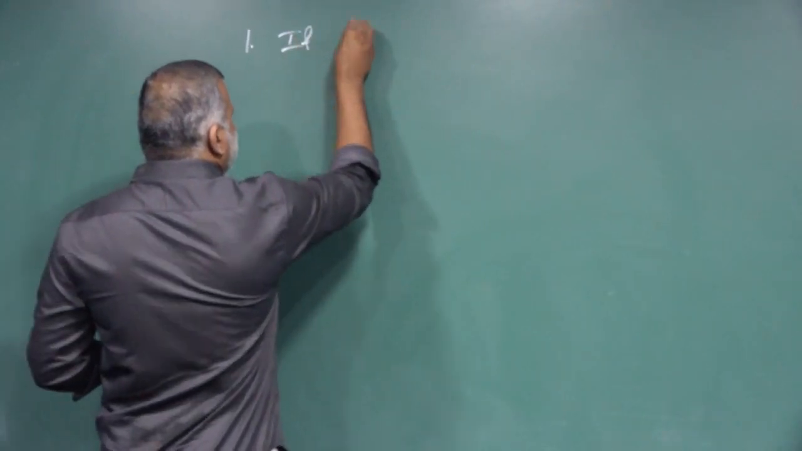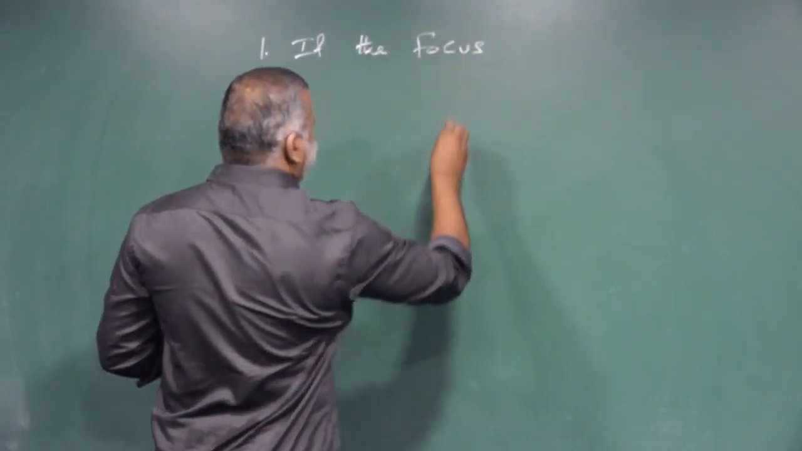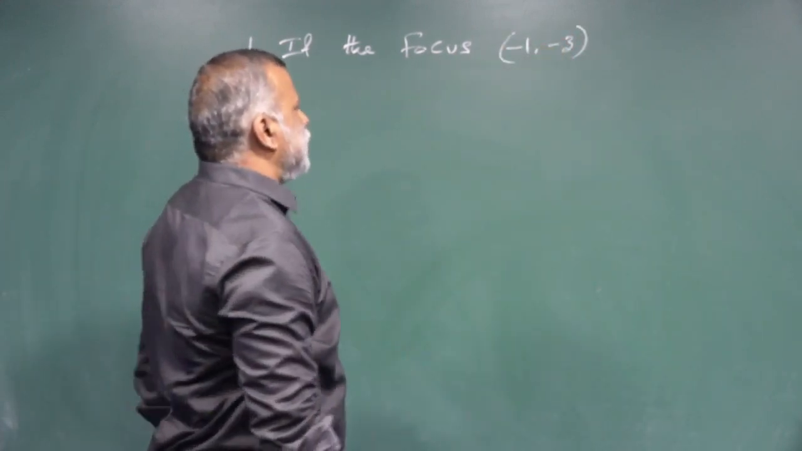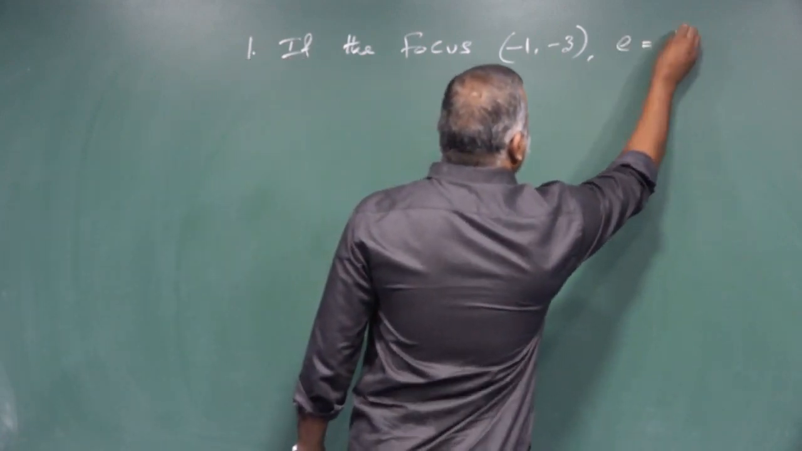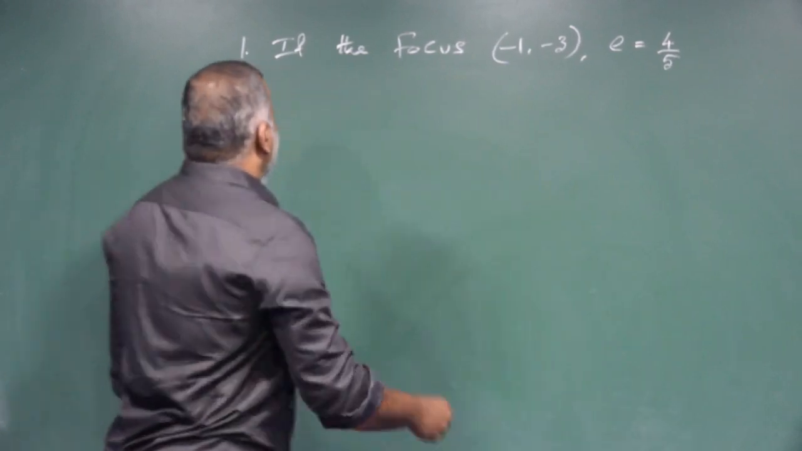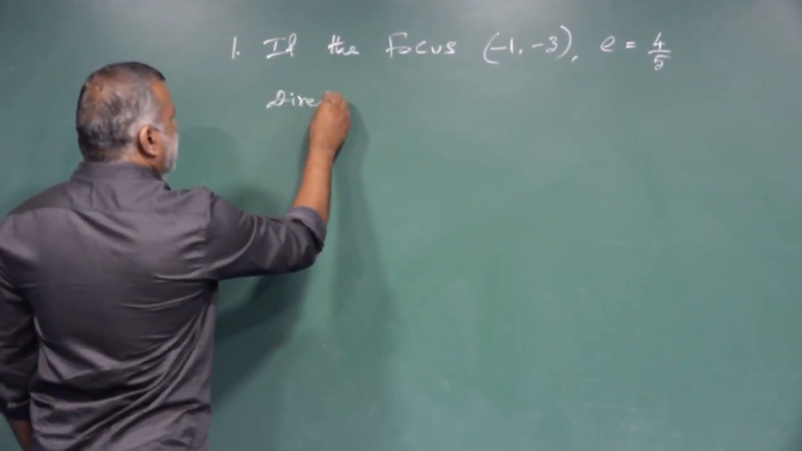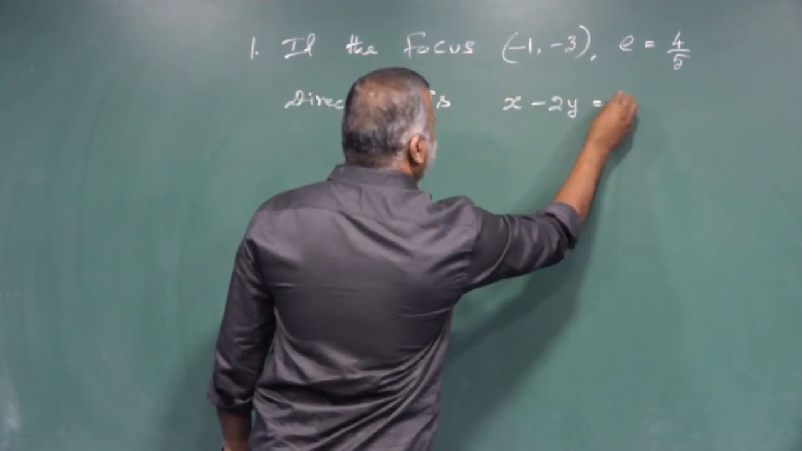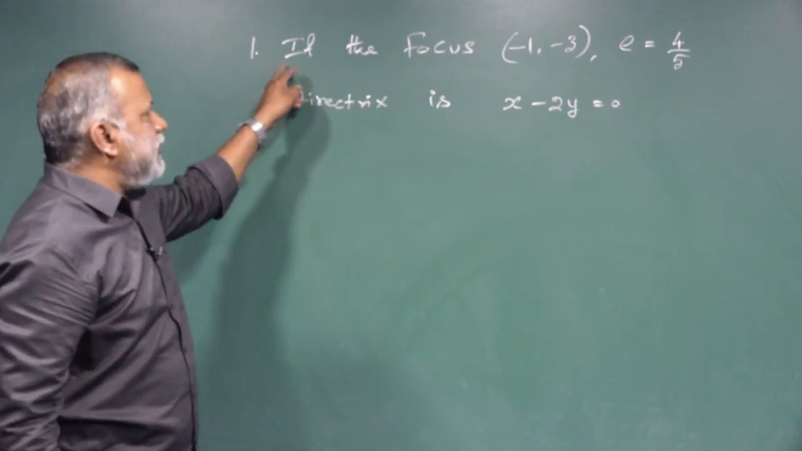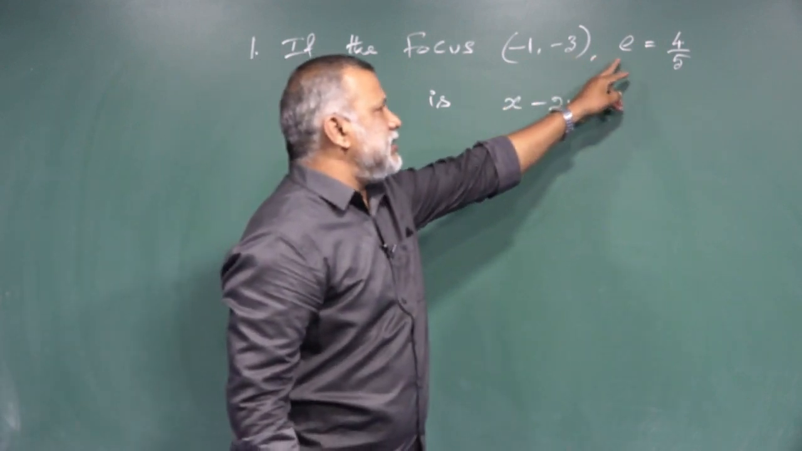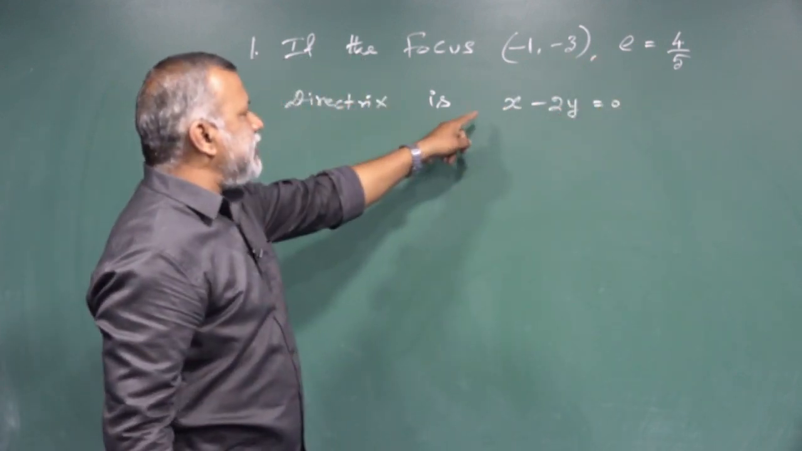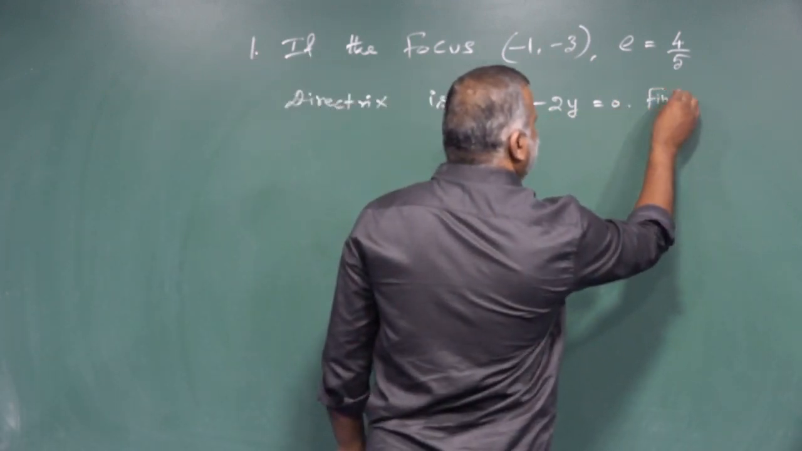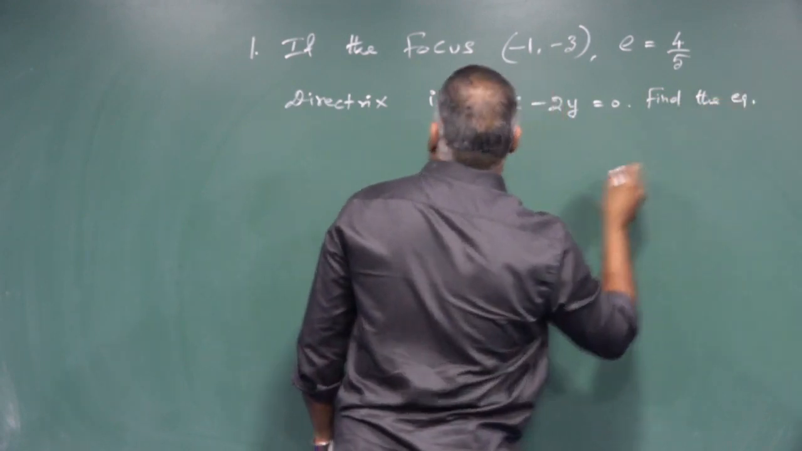If the focus is minus 1 comma minus 3 and the eccentricity E equal to 4 by 5, and the equation of the directrix is x minus 2y equal to 0. Listen to the question. If the focus is minus 1 comma minus 3, eccentricity E equal to 4 by 5 and the equation of the directrix is x minus 2y equal to 0, find the equation of this conic.